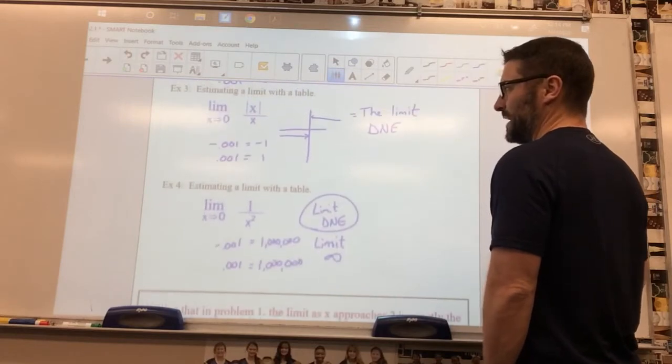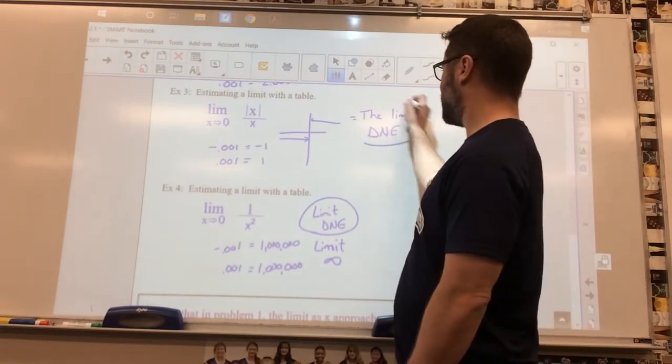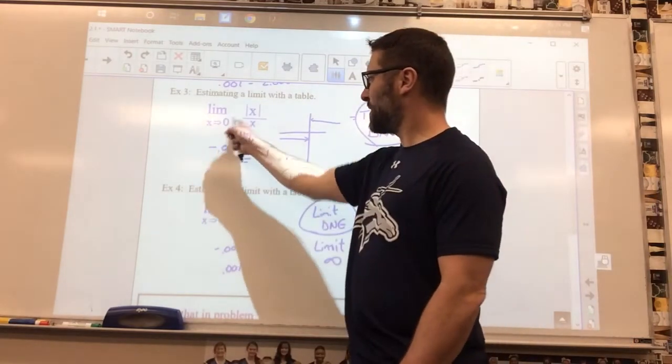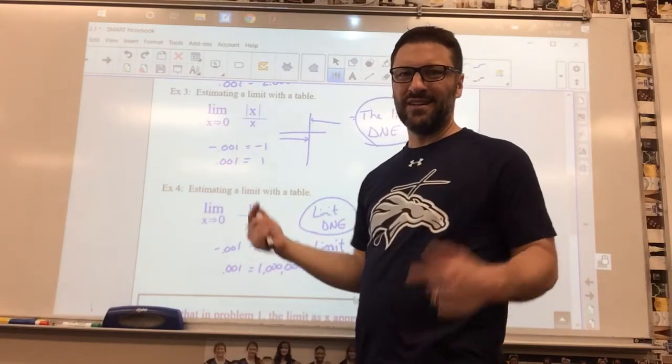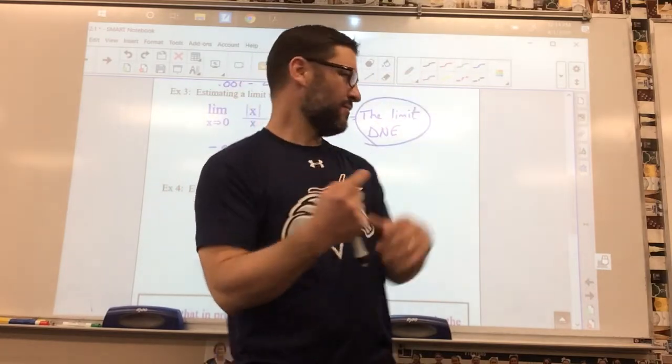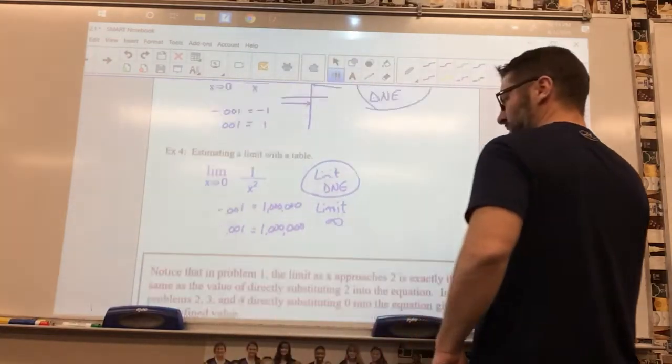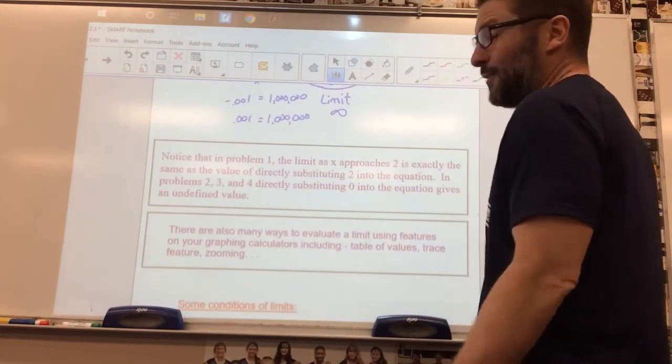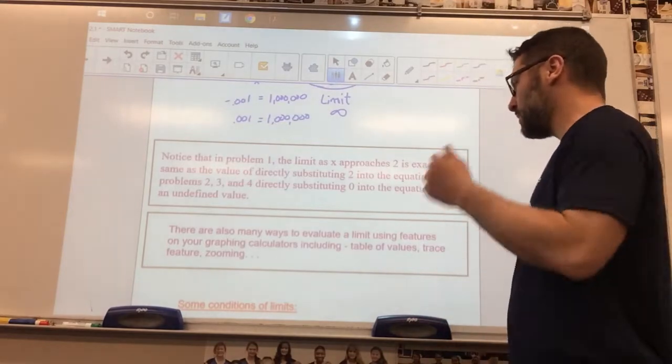These other two had limits that did not exist, but it wasn't because when I plugged the number in it didn't work. It was because at the number, I did not get a value where these two numbers converged at around this other number. So if we can directly substitute, we like, but we won't.